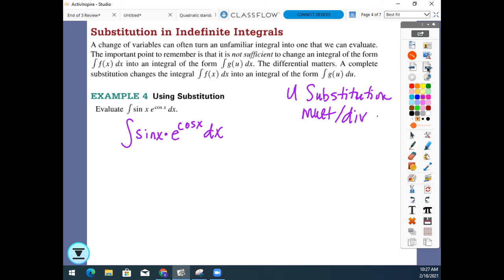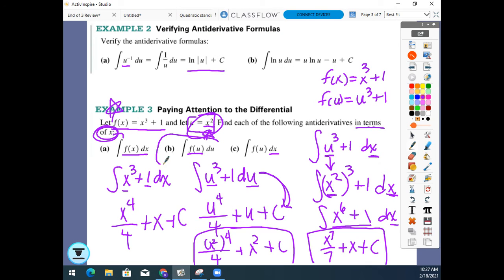So our goal is we want to convert everything here into using u's. So it's going to be like letter B, where we have everything in terms of u, do the antiderivative, and then substitute x at the end.